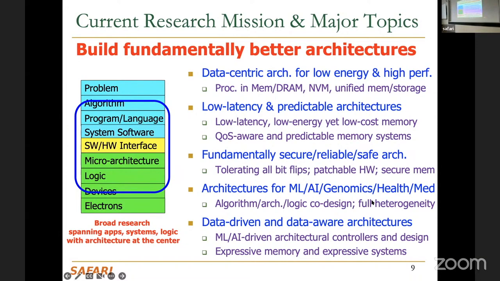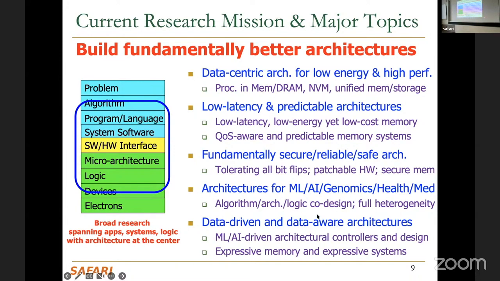Our work spans a lot of areas. It includes FPGAs, GPUs, specialized accelerators, also processing in memory, and how to take advantage of all of them together. There's a lot of work to talk about here if you're interested. And then this is something that I mentioned earlier: how do you design data-driven architectures, machine learning driven architectures, controllers, and make them more intelligent?